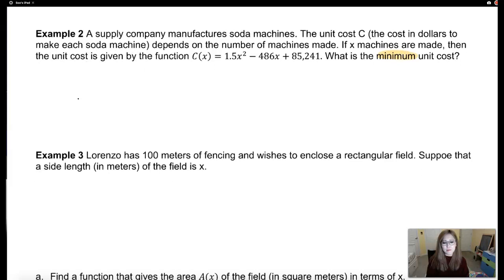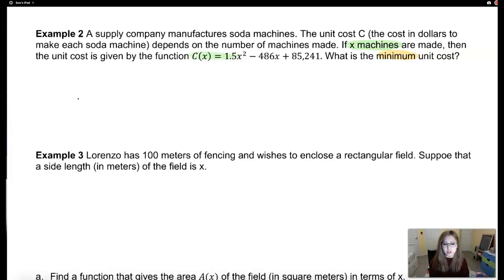A supply company manufactures soda machines. The unit cost C, the cost in dollars to make each soda machine, depends on the number of soda machines made. So cost is dependent and the number of soda machines that we're making is independent because the cost depends on how many soda machines we make. If x machines are made, so whenever we see the variable x, let's remember that we're talking about the number of soda machines. If x machines are made, then the unit cost is given by the function.